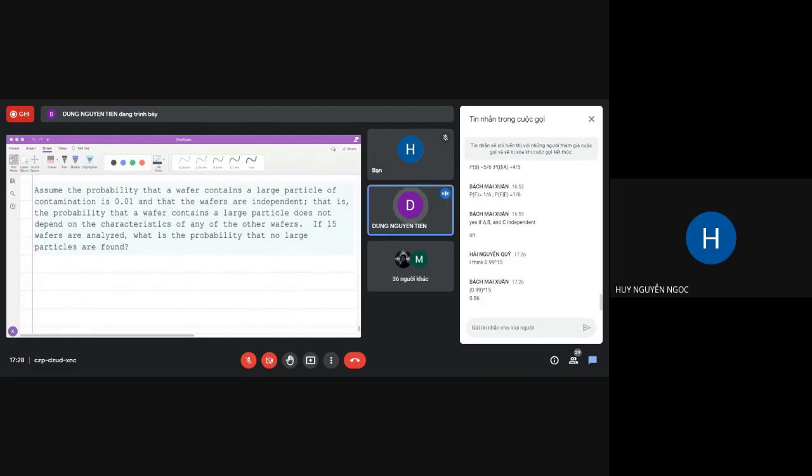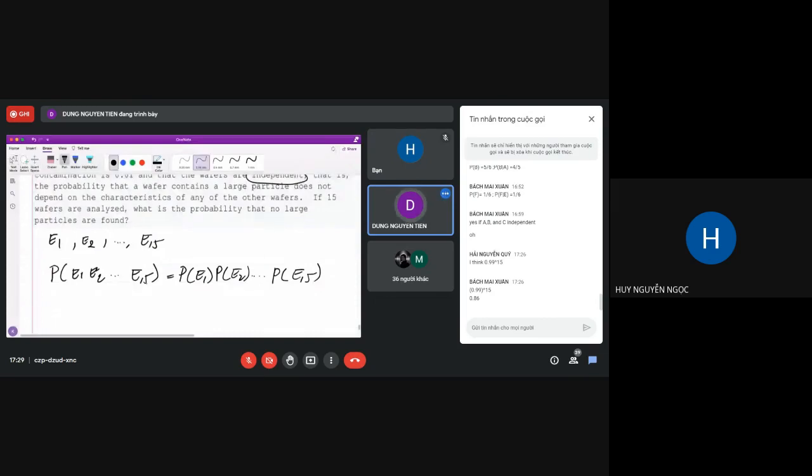Okay, in this problem, there are 15 wafers. Suppose that E1 is the event that the first wafer contains no large particle of contamination, E2 is the event that the second wafer contains no large particle of contamination, and so on up to E15. You want to find the probability of E1, E2, through E15, and you get the probability of E1 times the probability of E2 times the probability of E15. The reason is that they are independent.